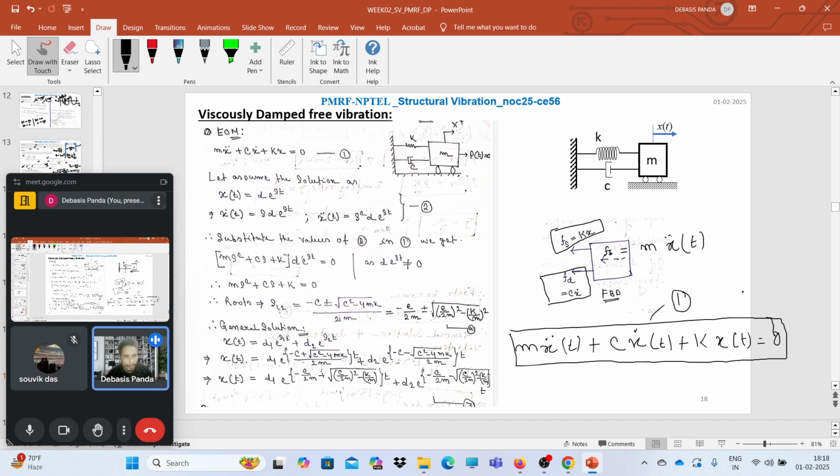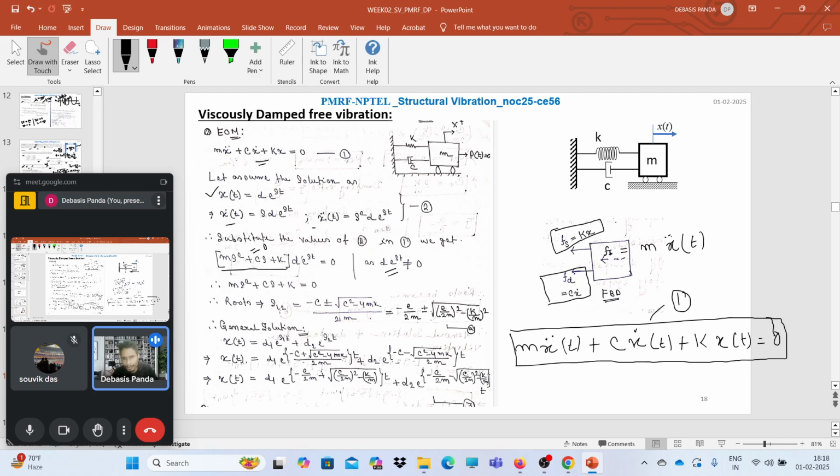So look, it's also a second order equation. So the solution again, I have considered x of t equals D, some constant, times e to the power st. Now differentiate it once and twice and put the values in equation 1. We'll get (m s square plus c s plus k) D e to the power st equals 0. Now D e to the power st cannot be 0 because it's a harmonic solution, so obviously the bracketed part will be 0.